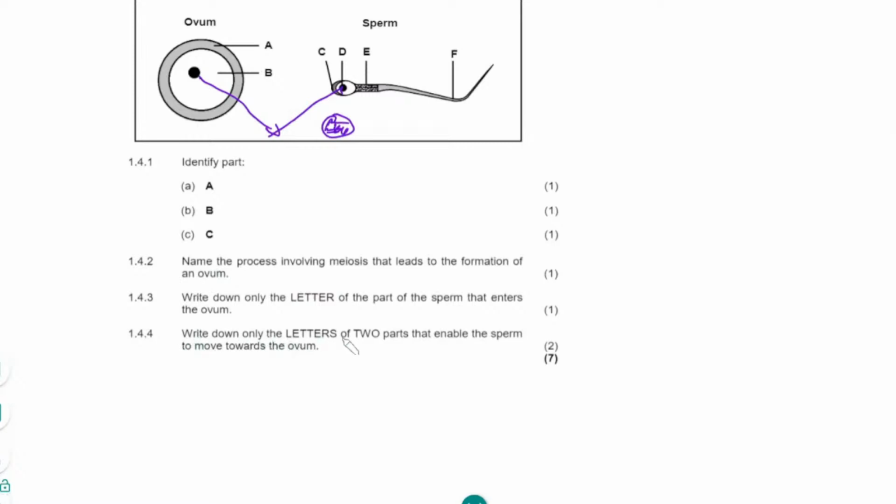Write down the letters of two parts that enable the sperm to move towards the ovum. What does the sperm use to move towards the ovum? The answer is E, the middle piece or mitochondria, and F, the tail. How will you move? I will move using my legs, but you cannot move with the legs without energy. Hence, the tail is for movement or swimming, and the middle piece or the mitochondria provides the energy.